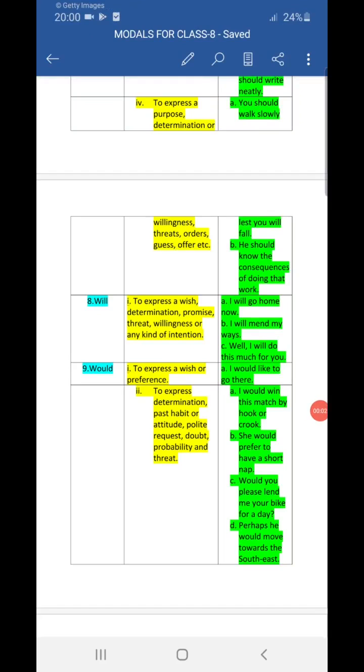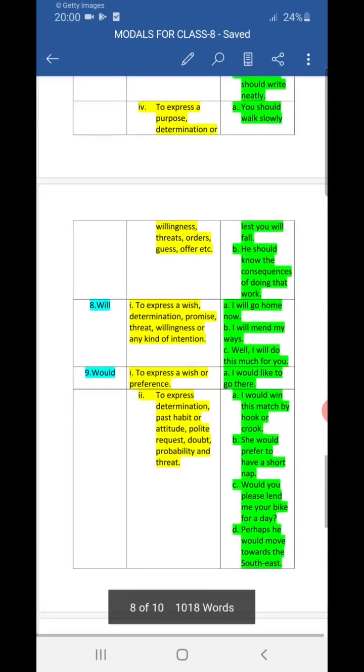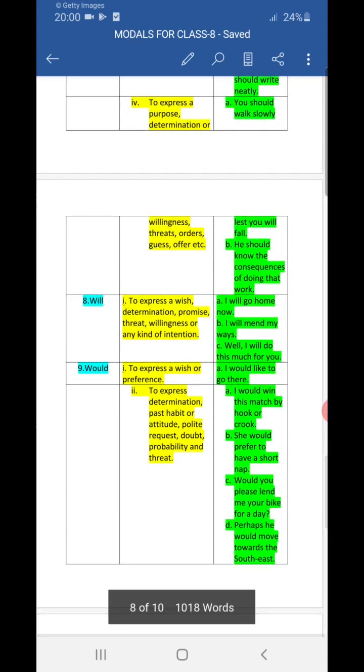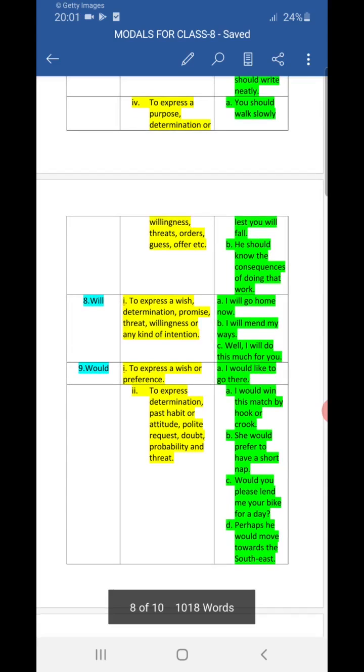Number 8. Will. Purpose number 1. To express a wish, determination, promise, threat, willingness, or any kind of intention. Example number A. I will go home now. So it's a wish that has been expressed.